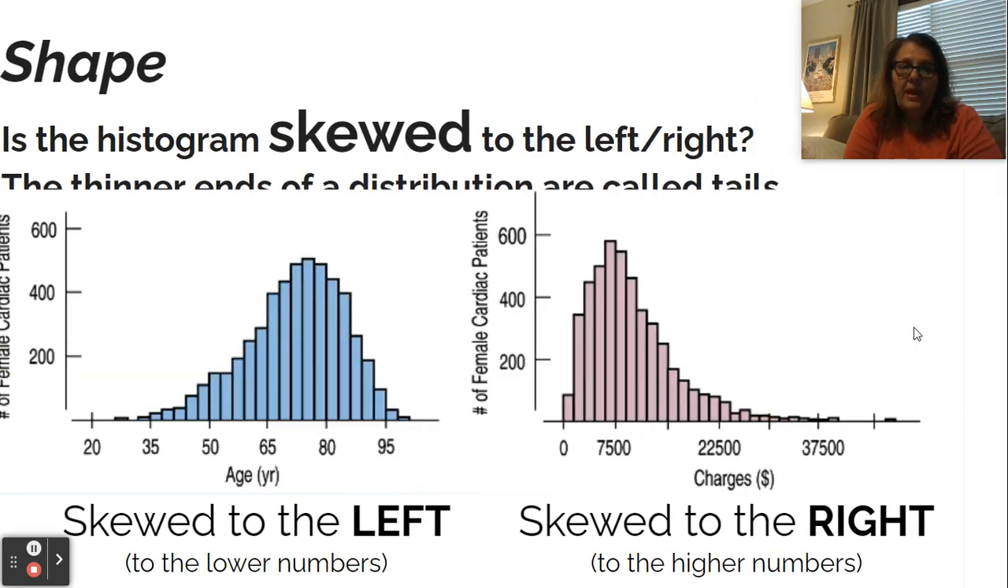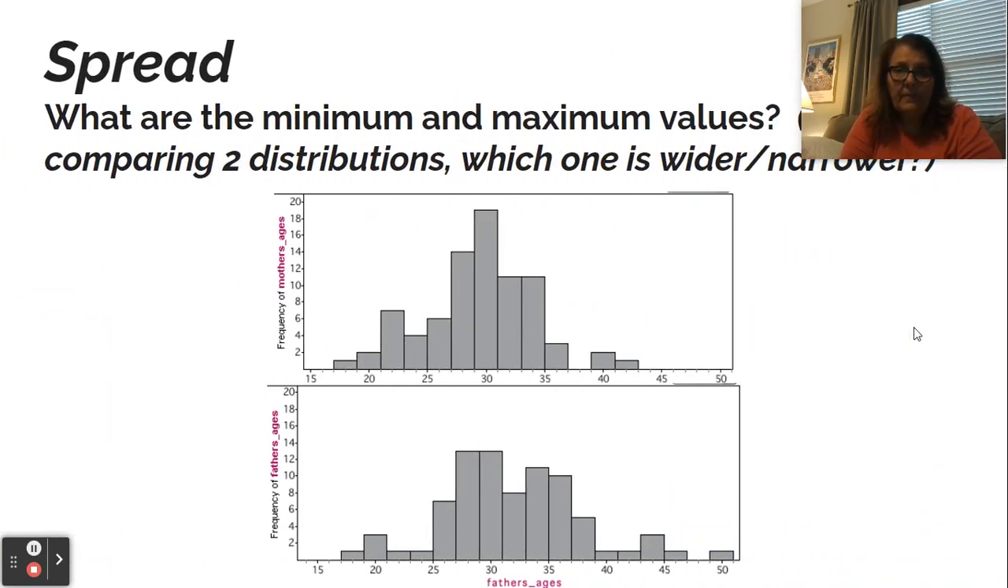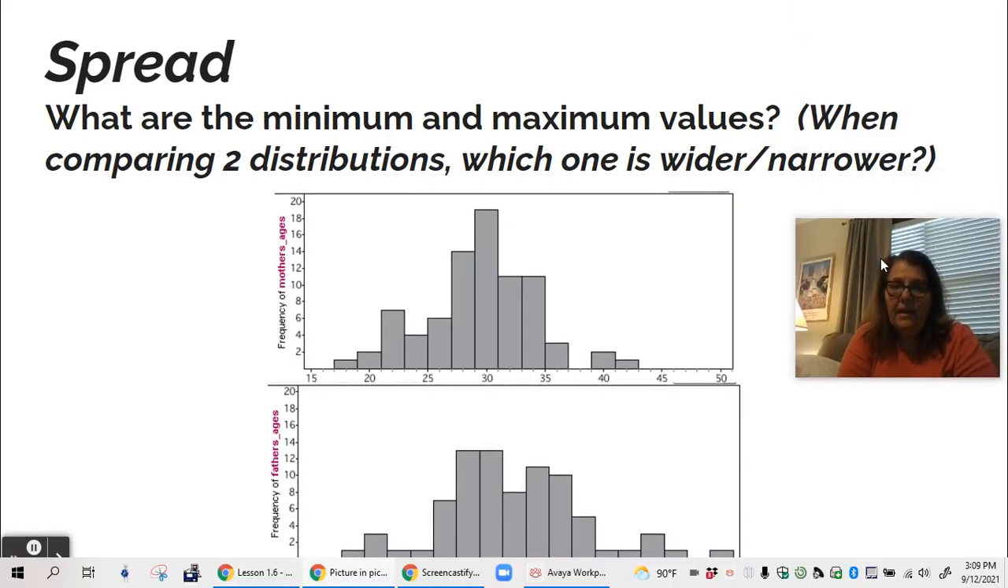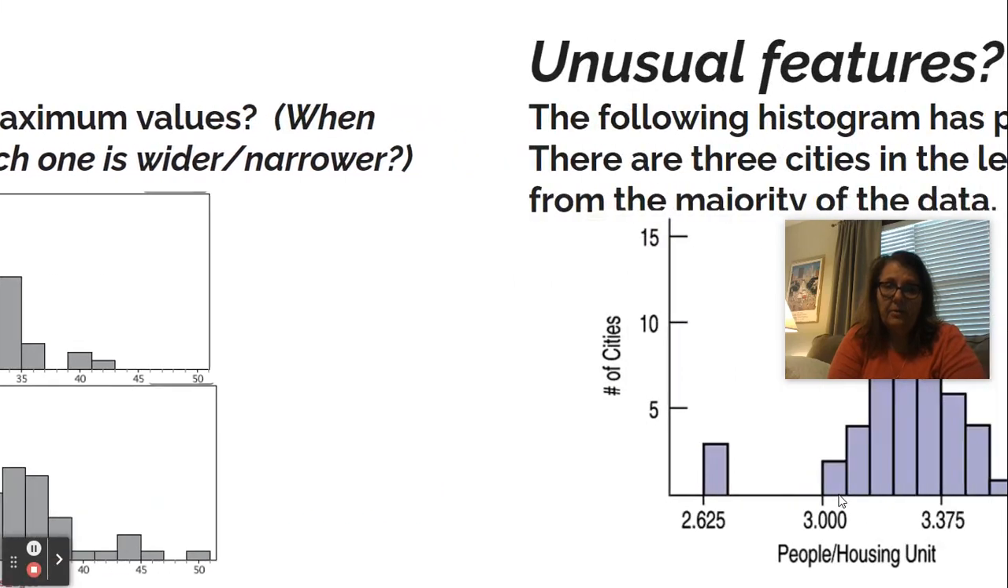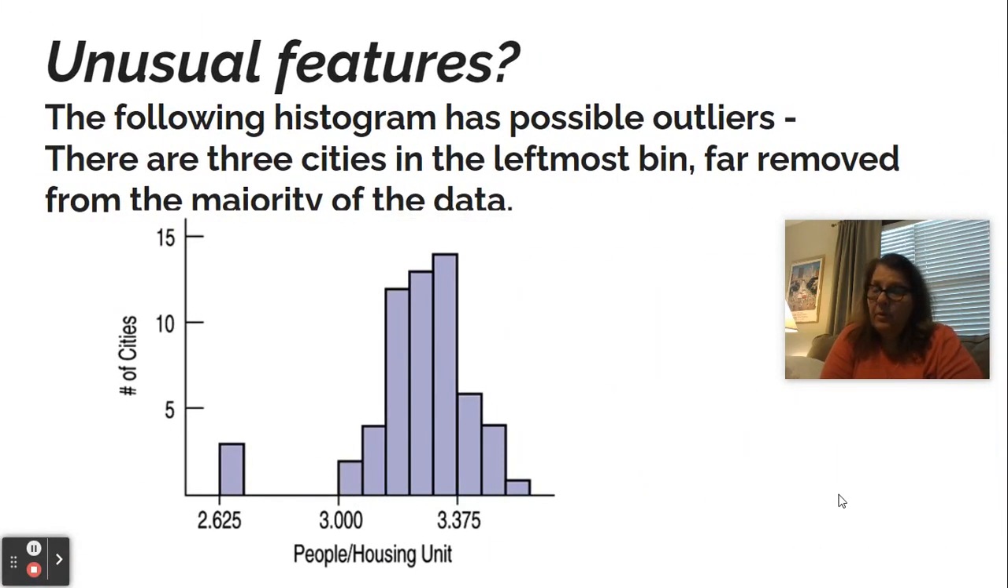Now let's talk about spread. What you have to tell me is the minimum and maximum values. And when you're comparing two distributions, like for instance in this one, you also have to indicate which one is wider or narrower, because you're trying to compare. And make sure when you're telling me minimum and maximum values, you are putting it in context. Which comes now is when we talk about unusual features.